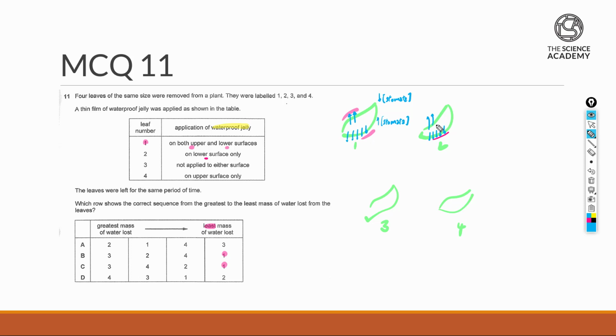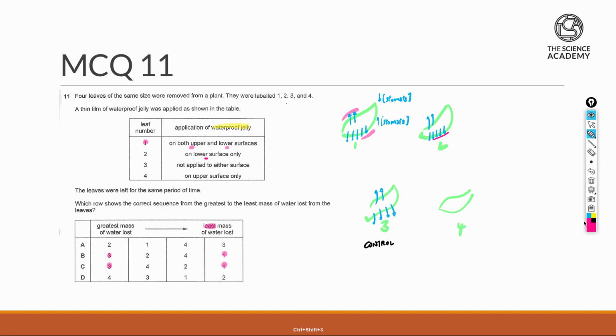For number 3, this is considered to be a control because there is no application, and because of that, we will expect number 3 to have the greatest amount of loss of water, because both the top and the bottom surface have no form of obstruction. So we're going to have number 3. This is still pretty aligned with what B and C have.